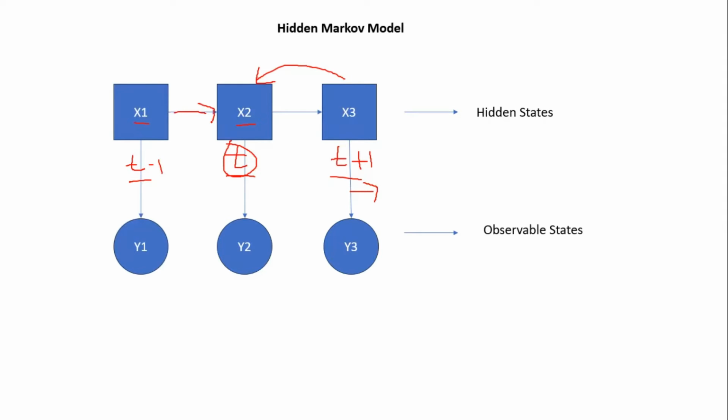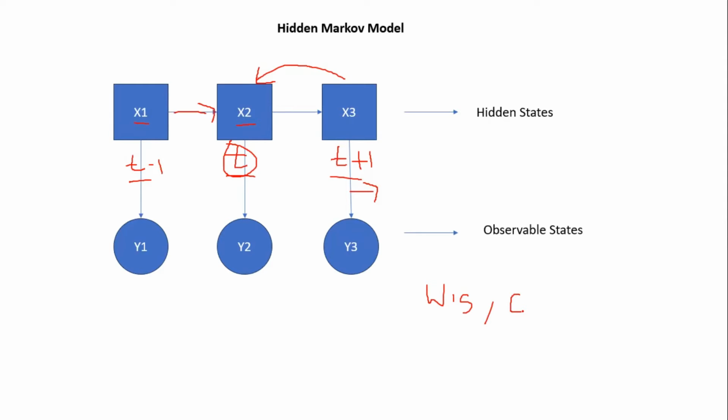Let us consider a simple example. Assume that there are two friends, Alice and Bob, who live far apart from each other, but they talk together daily over the telephone about what they did that day. Bob is only interested in three activities here: walking, shopping and cleaning. So W represents walking, S represents shopping, and C represents cleaning his apartment.